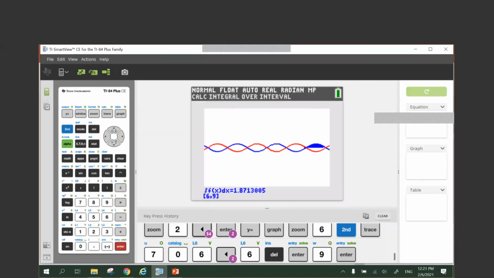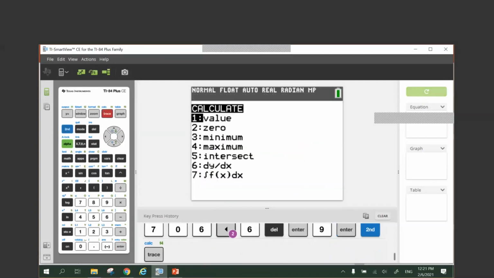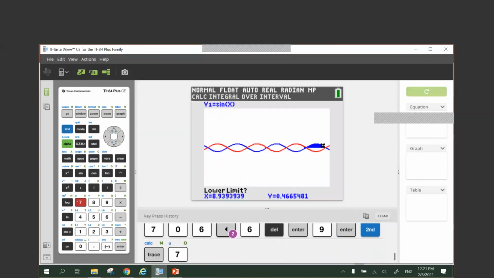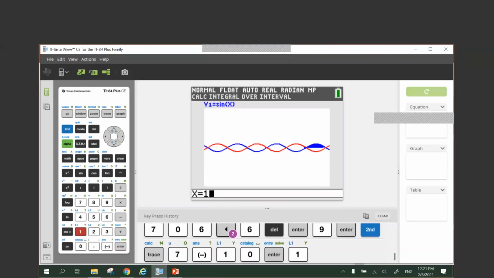What happens if now I try on the red one, where I want to shade from -10 to 10? You will see what happened. So second calculate, same, doing integration from -10. Remember to press enter. Upper limit 10. Oh, sorry, I showed it on the Y1. I forgot to change to Y2. Okay, let's do the Y2.